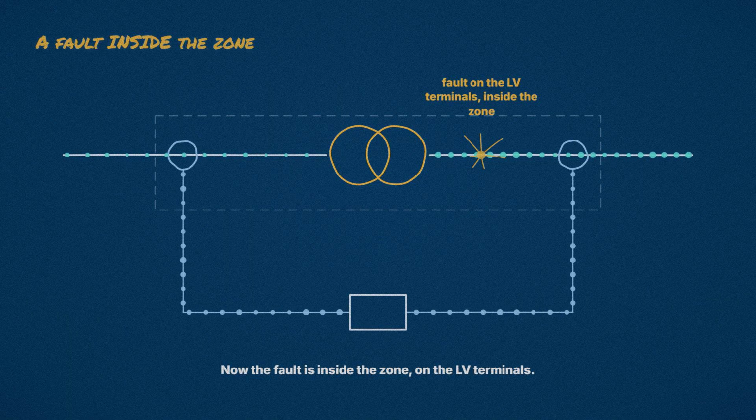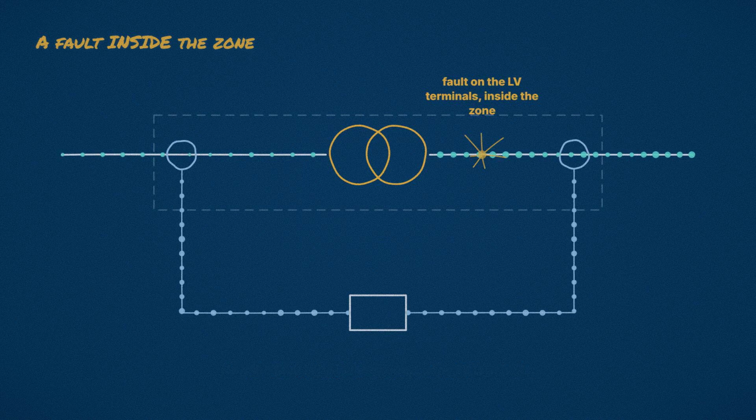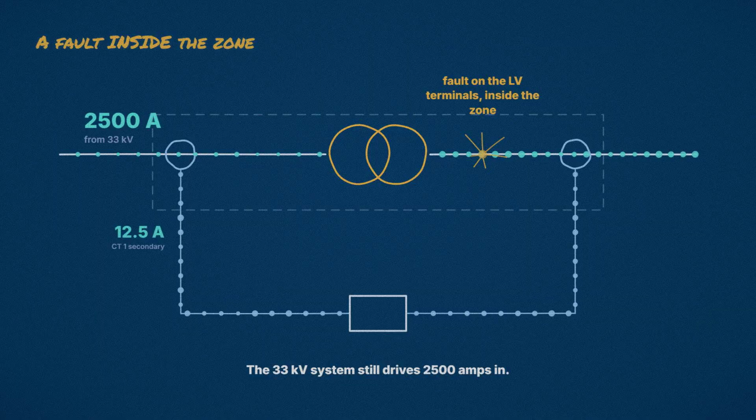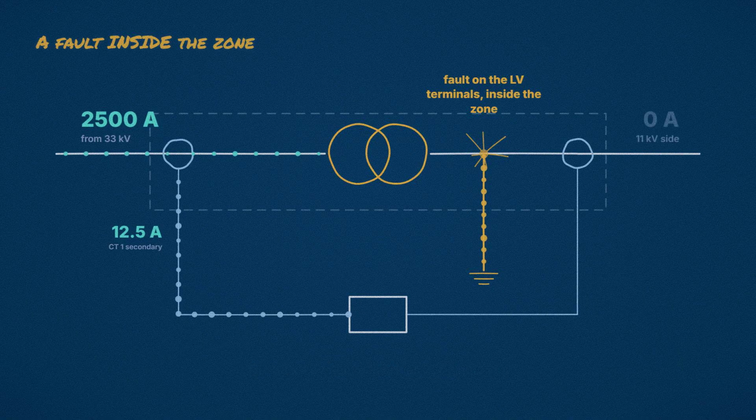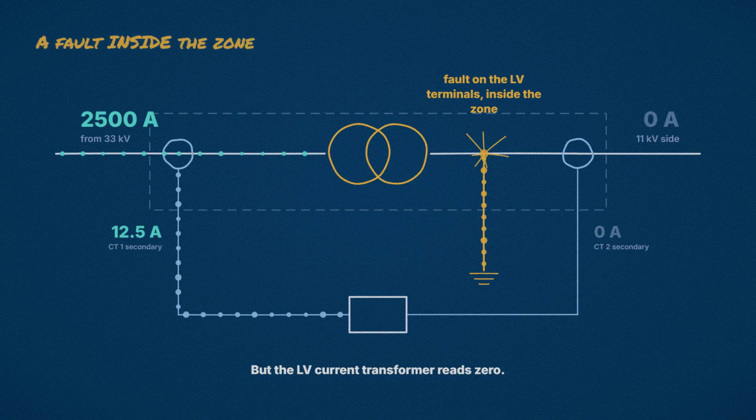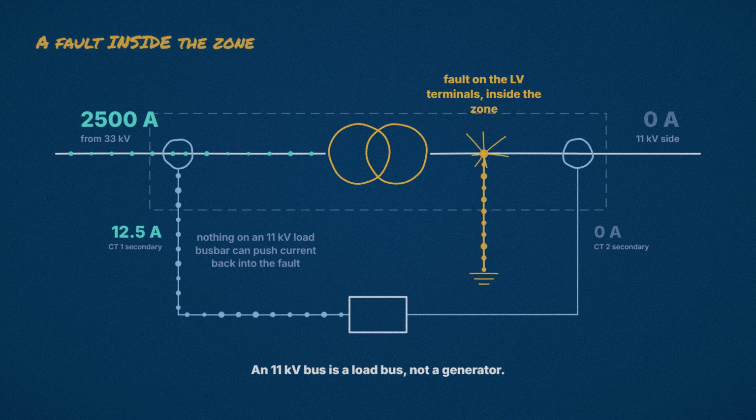The 33 kilovolt system still feeds it. 2,500 amps still flows in on the high voltage side. But look at the low voltage current transformer. It reads 0. There is nothing on the 11 kilovolt bus bar to push current back into the fault. It is a load bus bar, not a generator.